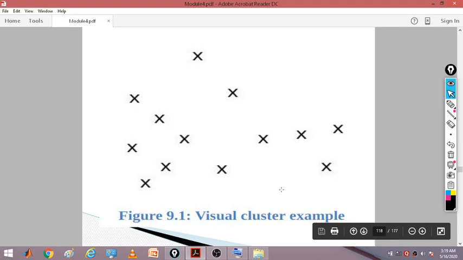Here you have a visual cluster example. You just plot the points on the graph like this. Now here we can create many clusters like this.